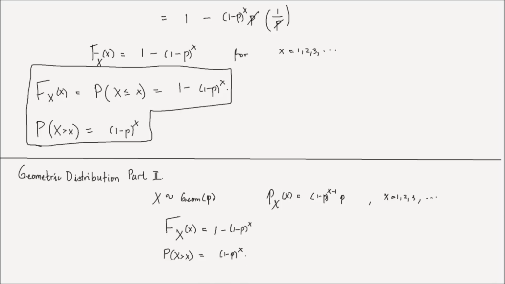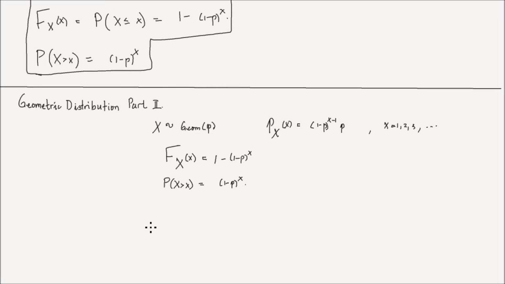In this lesson, we're going to derive the MGF, the expectation, the variance, and finally show that a geometric distribution, or a geometric random variable, has a memoryless property.